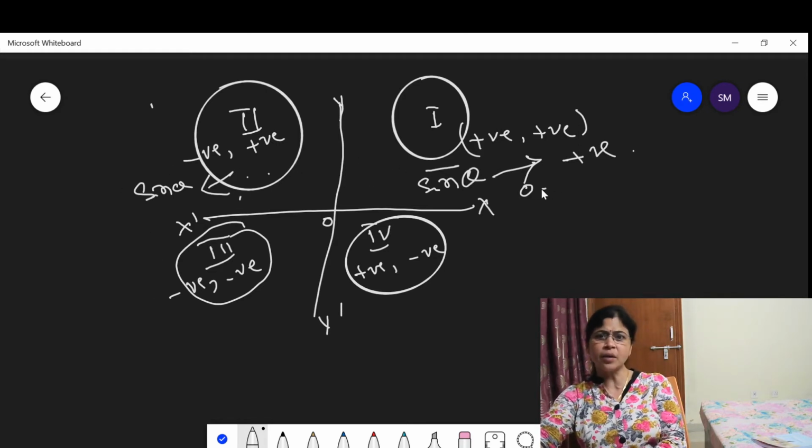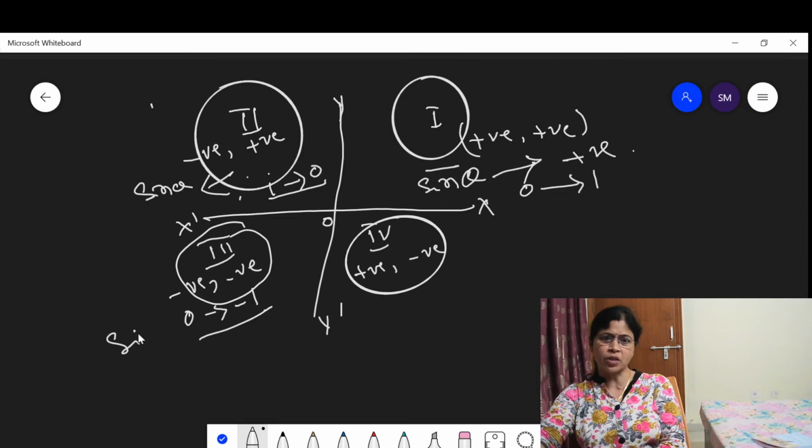In the first quadrant it is increasing from 0 to 1, which means positive. In the second quadrant it is decreasing from 1 to 0, which means positive. In the third quadrant it is decreasing from 0 to minus 1, which means negative.